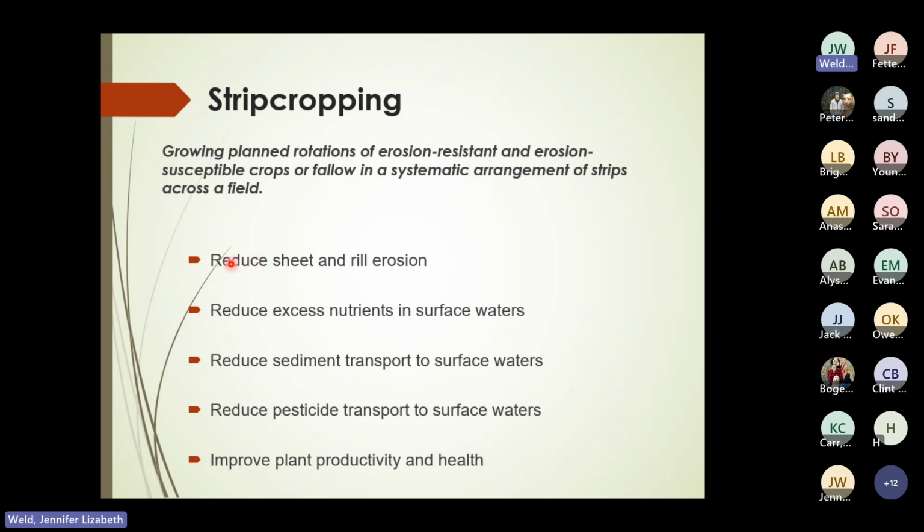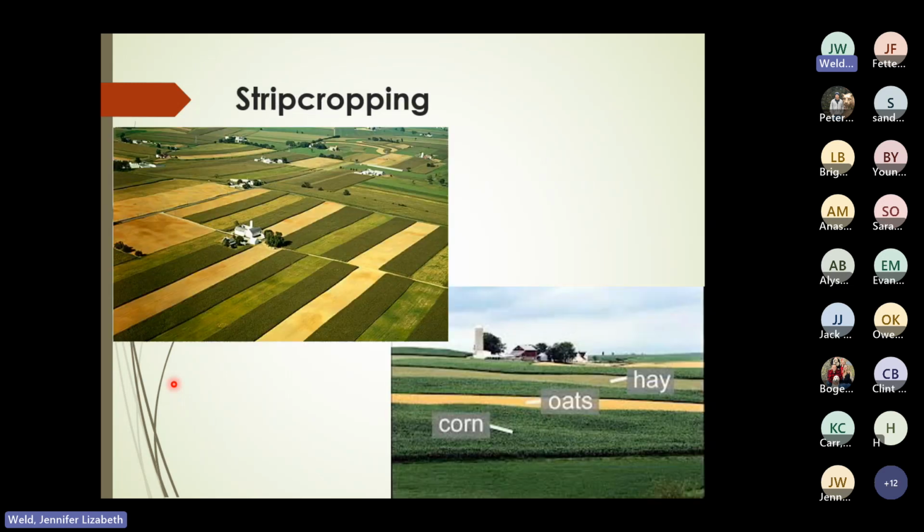So here again, we are addressing sheet and rill erosion, reducing excess nutrients into surface waters for water quality concerns, and sediment transport, and this can really improve plant productivity as well as health. So you can see these three practices, the conservation crop rotation, the contour farming, and the strip cropping, in a way all work together. You are addressing sheet and rill erosion and subsequently preventing sediment loss and nutrient loss.